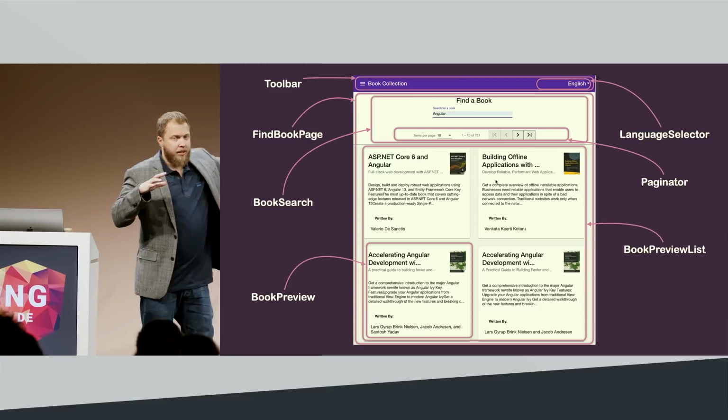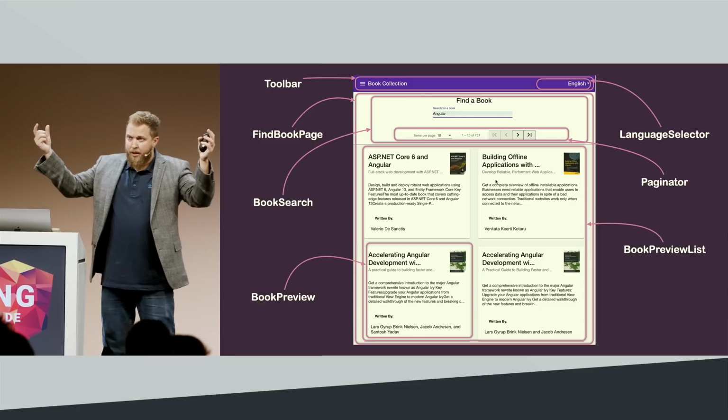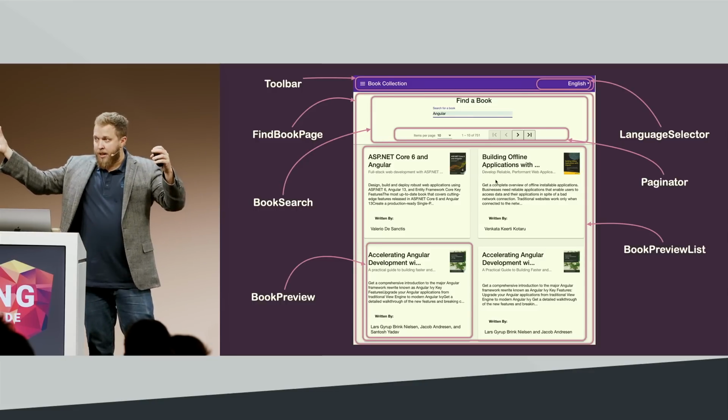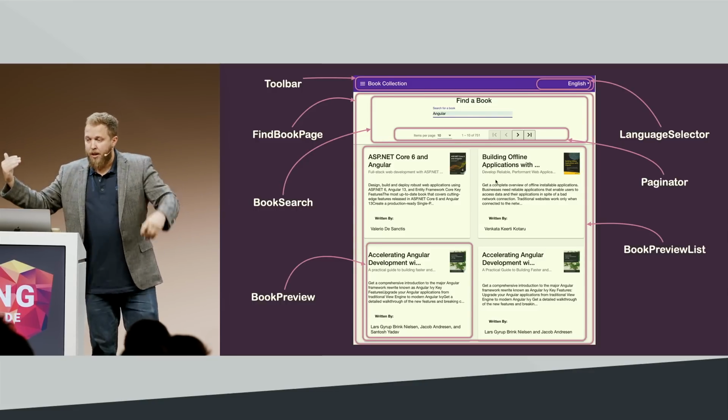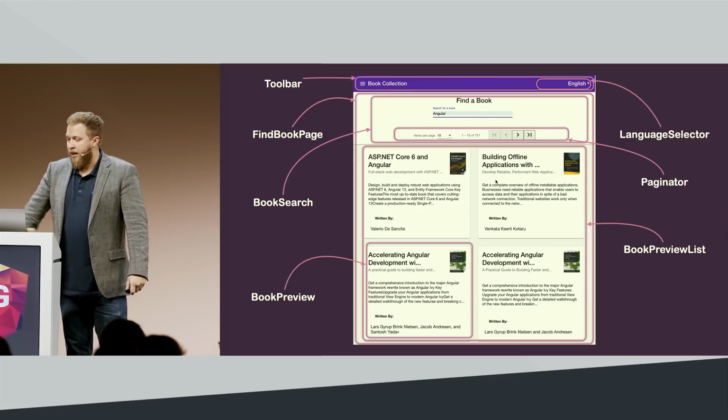So this is the app. It has a number of components. So you have the toolbar at the top. It has a language selector, right? This is where we select the language. And when we select that language, this is what we want to search books in that language.